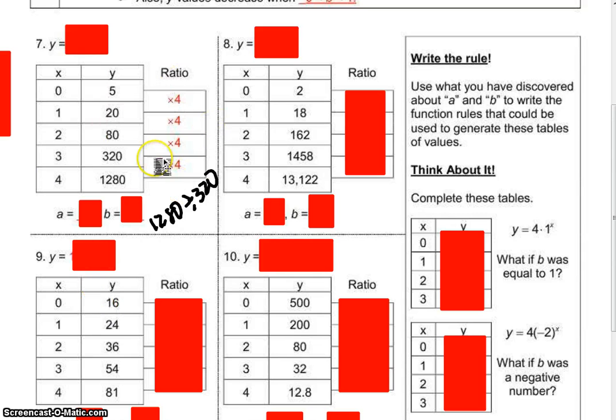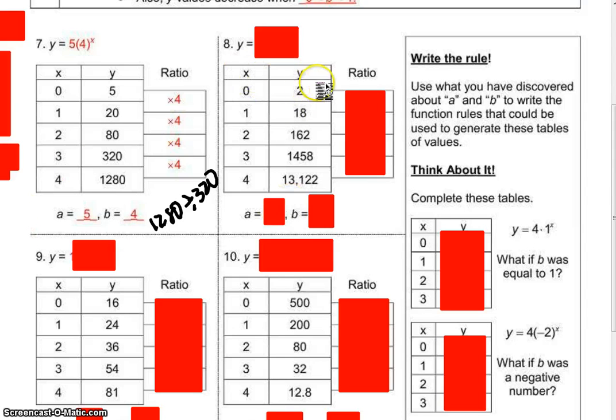Okay, we should be able to look at this to know our A and our B. Remember, A is the number next to 0, so it's 5. B is our ratio, so it's 4. So you can take that to make an equation, and it's going to be y is equal to 5 times 4 to the x.